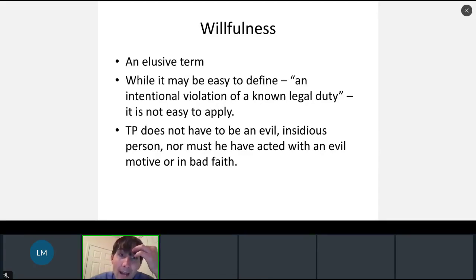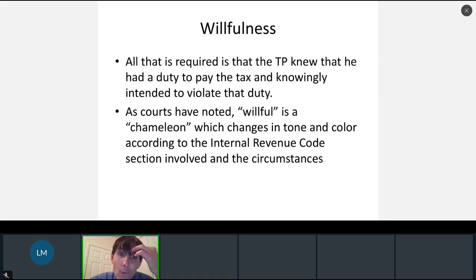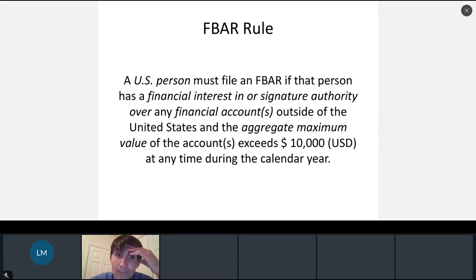The taxpayer does not have to be an evil, insidious person, nor must they have acted with an evil motive or in bad faith. So what is required? What's required is that the taxpayer knew that he had a duty to pay the tax and knowingly intended to violate that duty. As courts have noticed, willfulness is a bit of a chameleon, which changes in color and tone according to the Internal Revenue Code section involved and the circumstances.